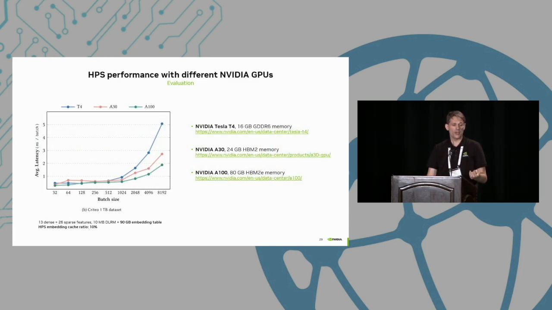HPS doesn't require high-end GPUs to perform well. On the left, we provide DLRM inference latency figures for an NVIDIA Tesla T4, A30, and A100 GPU respectively. We limited the EIC's cache rate to 10% in this experiment, so that the A100's and A30's increased memory size doesn't provide any advantage here.